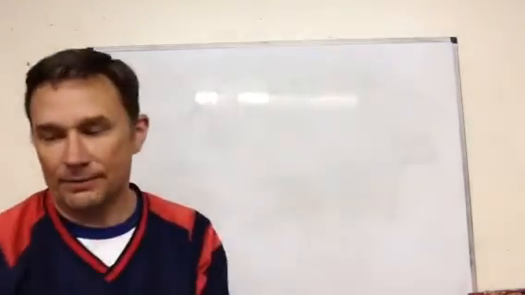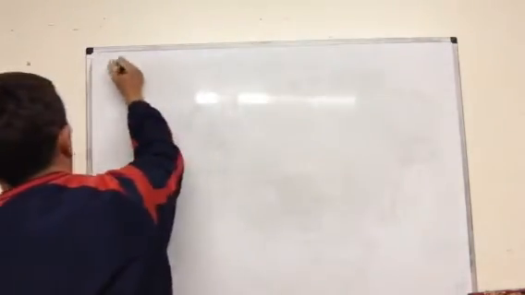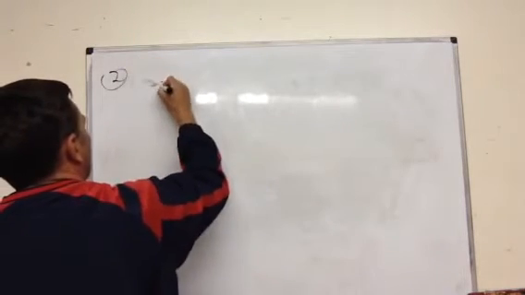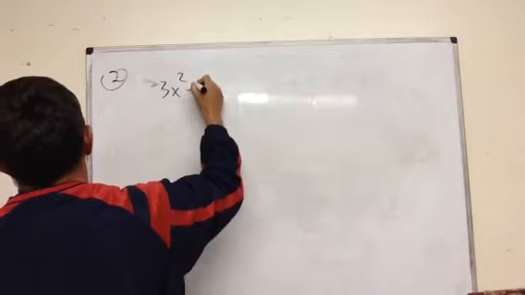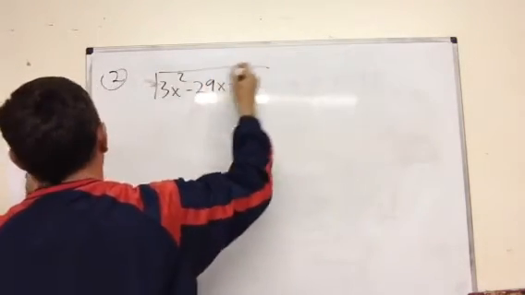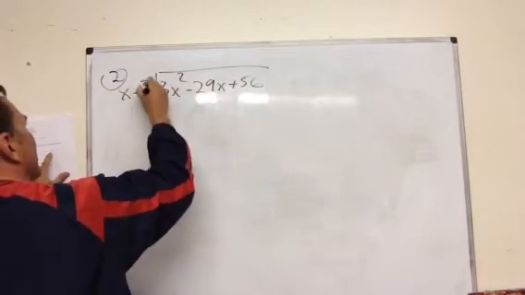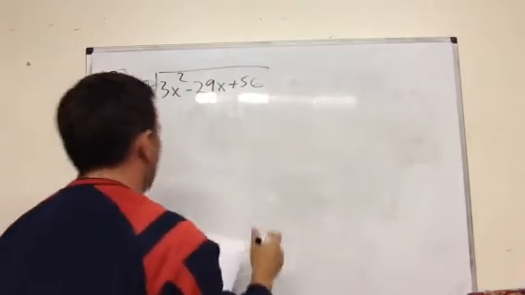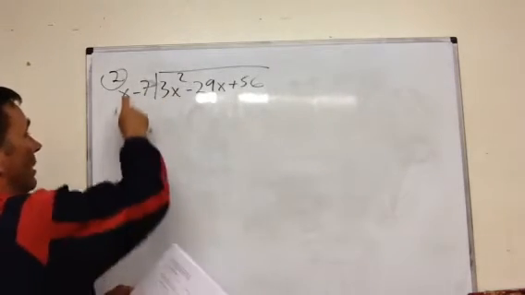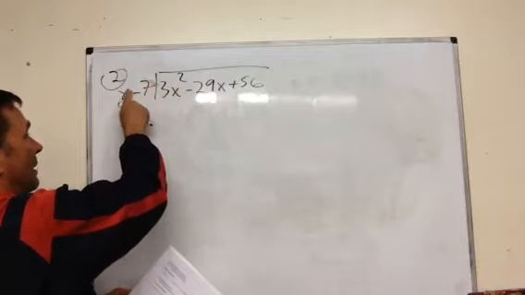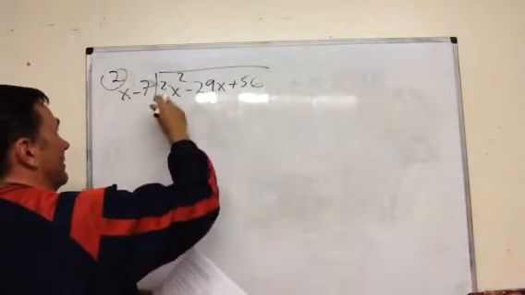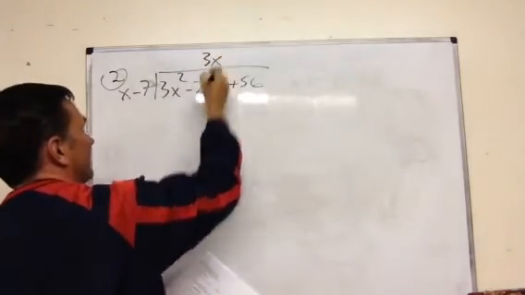Next problem we have. 3x squared minus 29x plus 56 divided by x minus 7. Now what do we need to multiply x by to get to 3x squared? Again, these x's are not the same. I have to get this up to x squared, so I know I have to multiply by an x. And it's going to be a 3x.